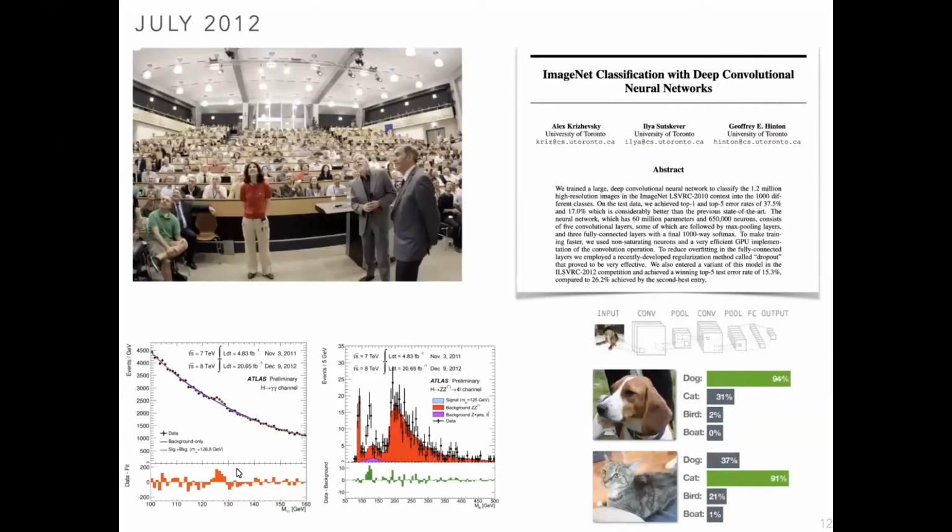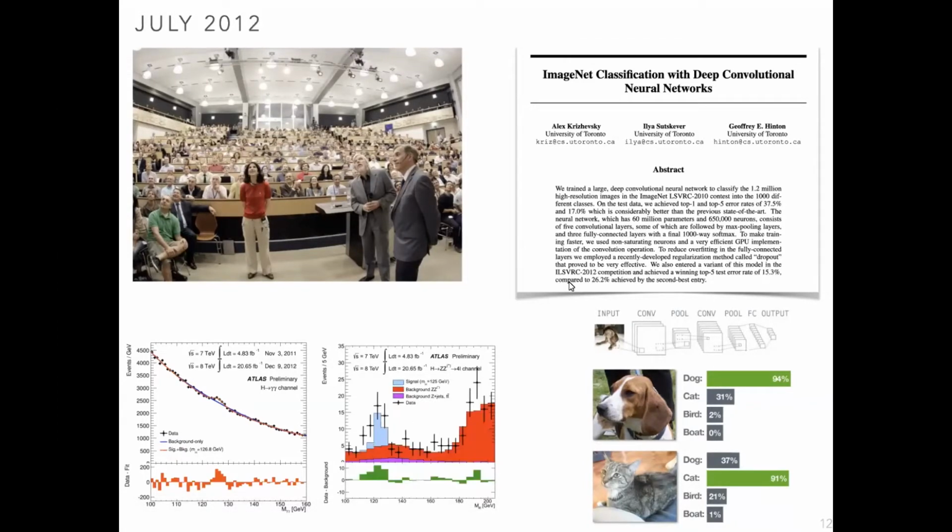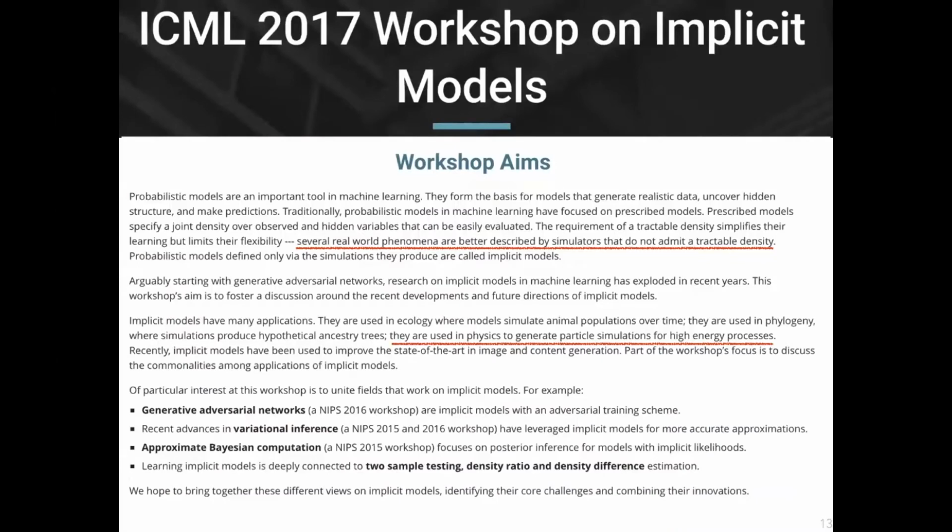Now, right around the same time in July 2012 that we discovered the Higgs, it was also the watershed moment of deep learning. And so, as I went into sabbatical, I was thinking about how can we take advantage of deep learning to try to address this kind of problem. And in 2017, there was a workshop that was held explicitly on this connection. So it's talking again about how several real world phenomena are better described by simulators that do not admit a tractable density. That's the same point. The likelihood function is intractable.